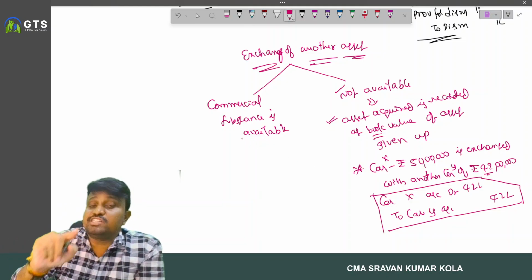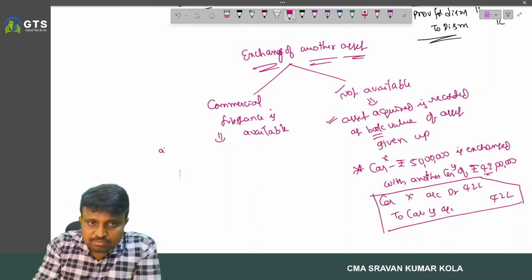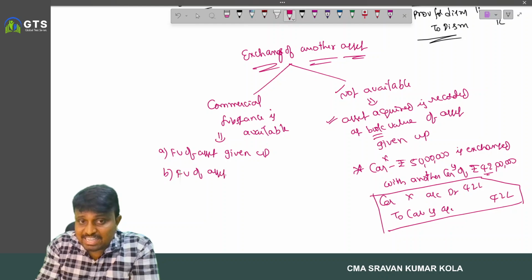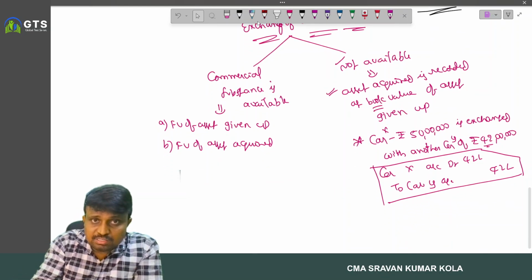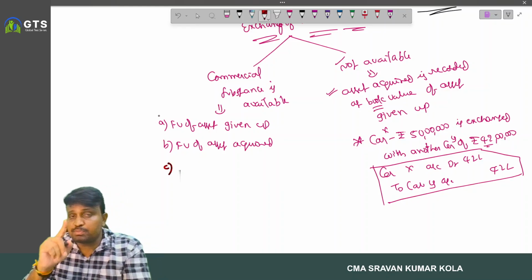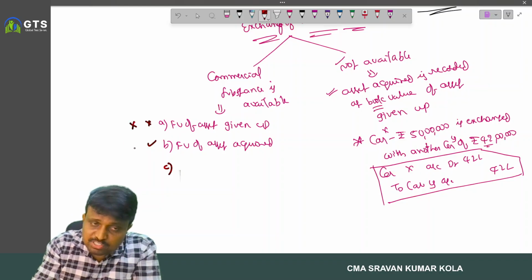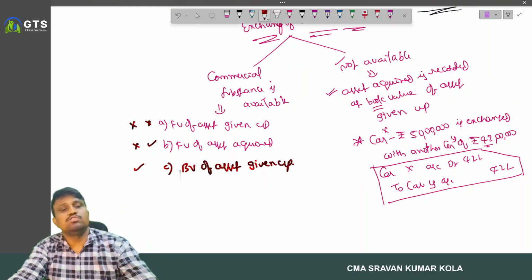Okay. In case commercial substance is involved, that is, there is a change in cash flows, in that case you have to consider, first, the fair value of the asset given up. What is the second option? The fair value of the asset acquired. And remember, there is a third option. If the first option, fair value of the asset given up, is not available, then go with the second option. If both the first and second options are not available, we go with the third option, the book value of the asset given up.